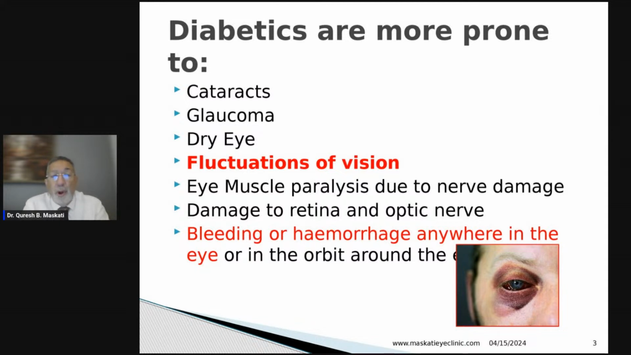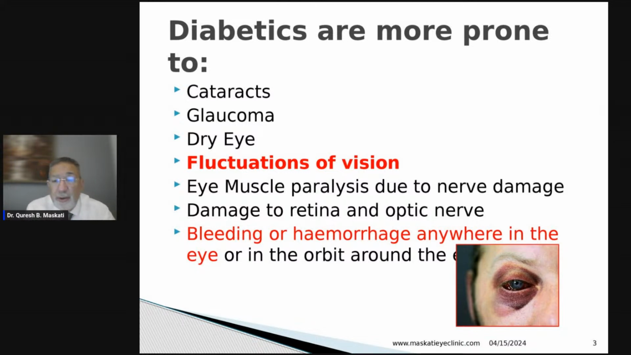They are more prone to glaucoma. Glaucoma is when the pressure in the eye rises, and when the pressure rises, it presses on the nerve of the eye, the optic nerve, causing damage to the nerve and loss of peripheral field of vision. So diabetics are 3 times more prone to glaucoma.